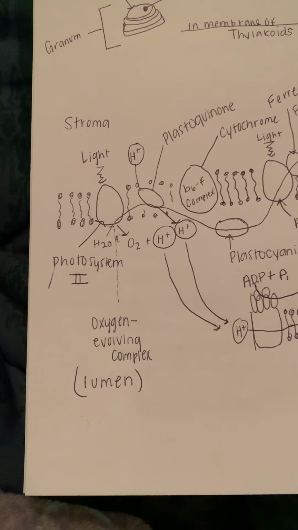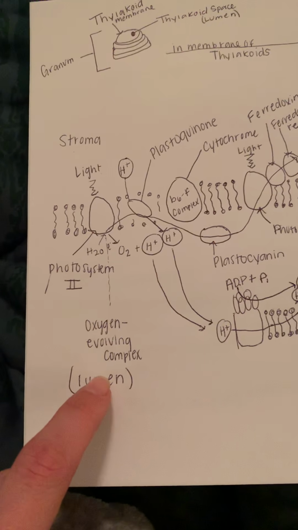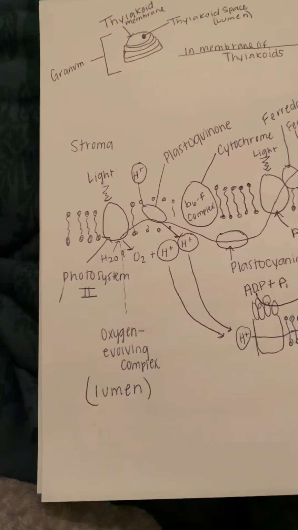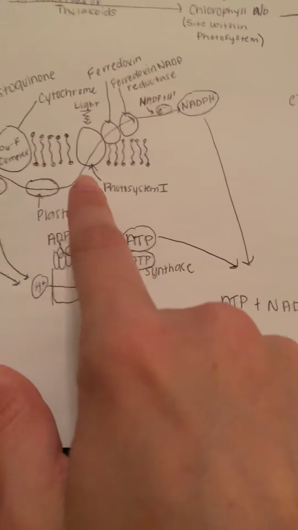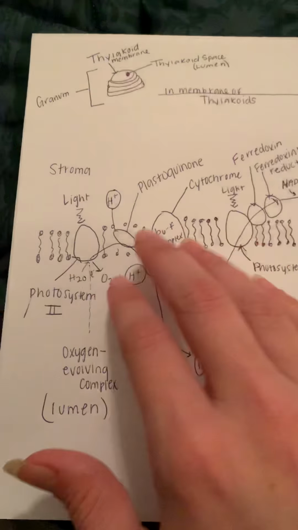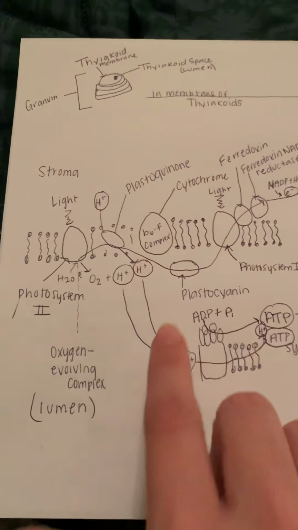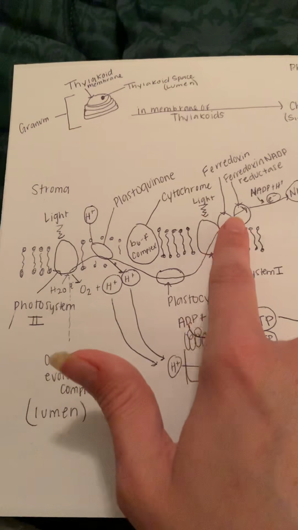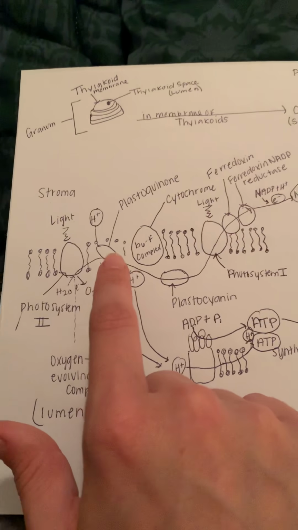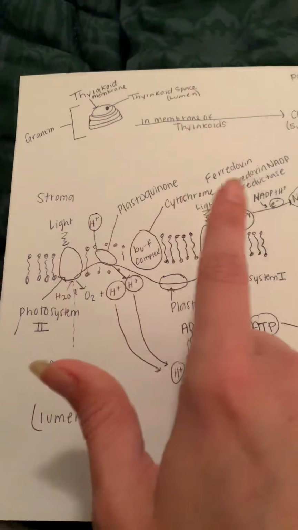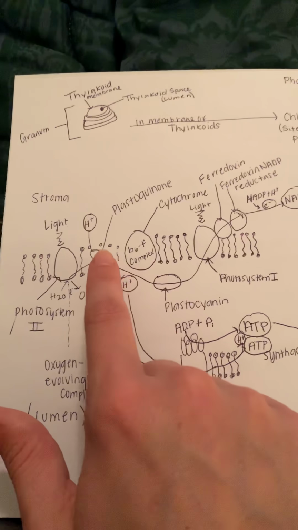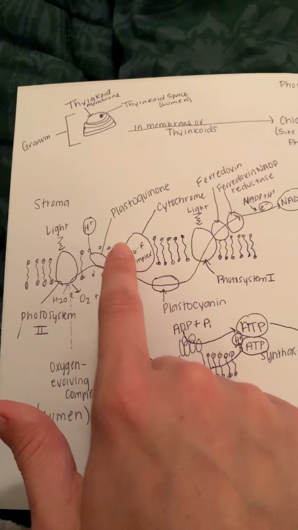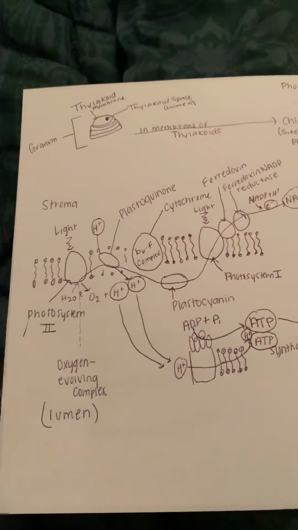Okay, so this is the lumen, which is inside the thylakoid membrane, and this is the stroma, which is outside the thylakoid membrane. And we have photosystem 1 and photosystem 2 here. And you see there's enzymes coming in and going out, and some enzymes come down here and some go through here. And so right here, you see the light coming in. So we have the plastoquinone, and this is just involved in electron transport.